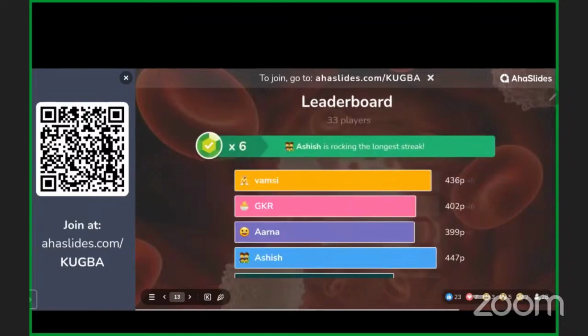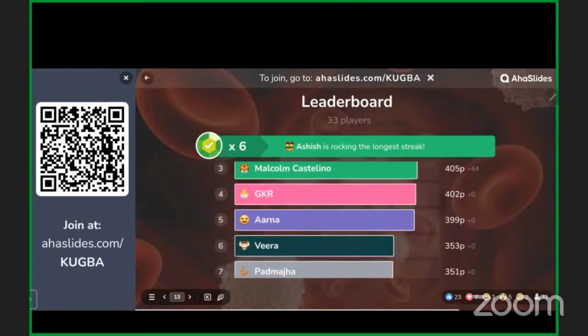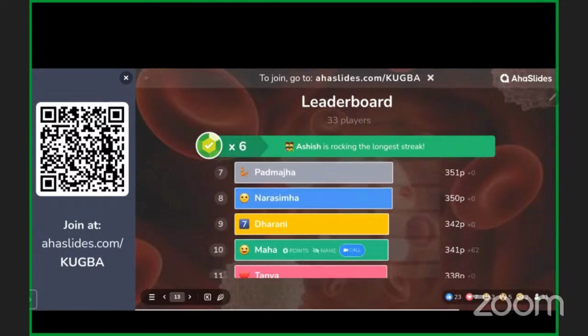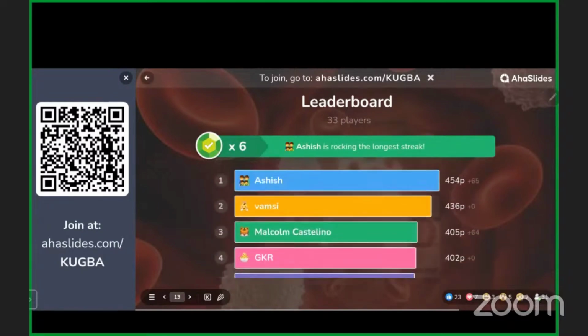Whoa. Okay, we have Ashish at first place now, followed by Vamshi, and see, Malcolm has picked up the pace. Malcolm is third now. So I think Malcolm is going to be the second consecutive person, followed by GKR, then Arna, Veera, Padmaja, Narasimha, Dharani, Maha, and Tanya at 11th place. So 2 more questions to go, guys.